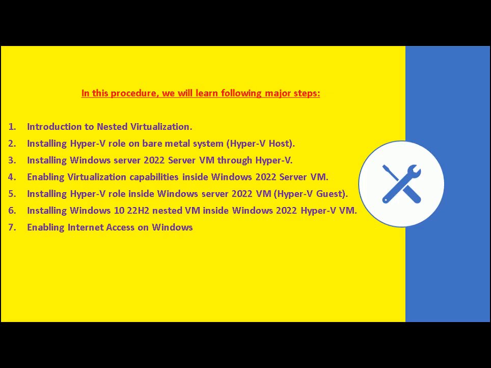And the last step is we will be enabling internet access on our nested VM, that is the Windows 10 22H2 machine. Okay, so all these steps we will be doing from scratch. I will explain each and every step in detail. So do watch this video till the end. Don't skip any particular step.